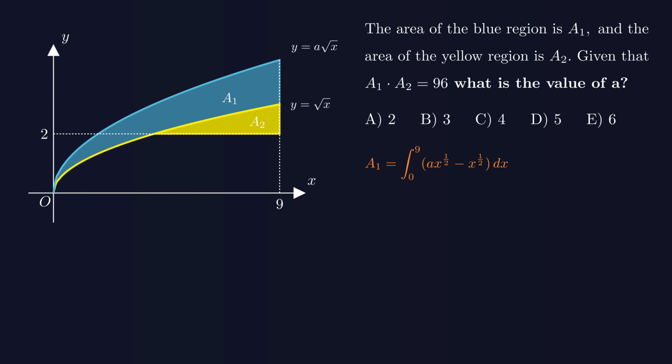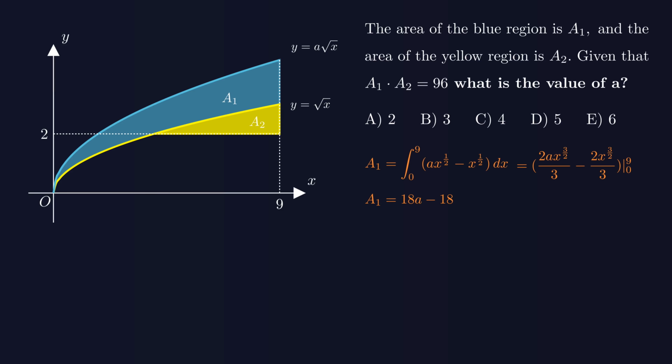So how do we integrate this? It becomes 2ax^(3/2) divided by 3 minus 2x^(3/2) divided by 3. That is, we increased the exponent by 1 and divided by it. If you plug in the lower bound, which is 0, you get 0. Plugging in 9 gives A1 equals 18a minus 18.